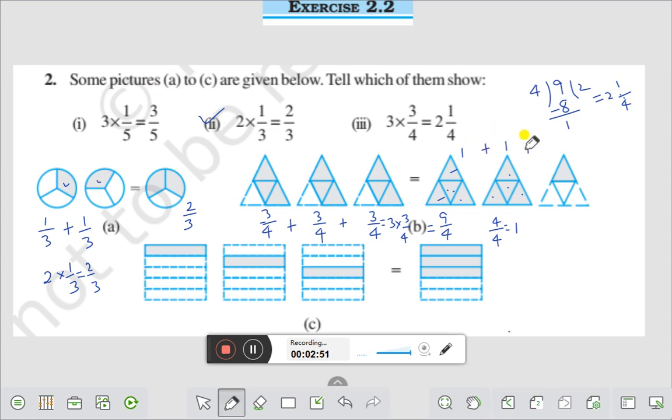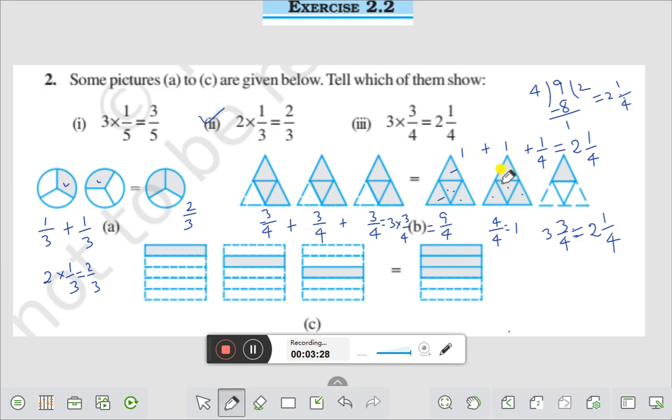Right? Plus here you see that 1 part is shaded out of 4. It is 1 by 4. That means if we add these numbers, the 1 plus 1, that is 2. That is 2 whole 1 by 4. Right? That means here you will find that 3 into 3 by 4 is equal to 2 whole 1 by 4.